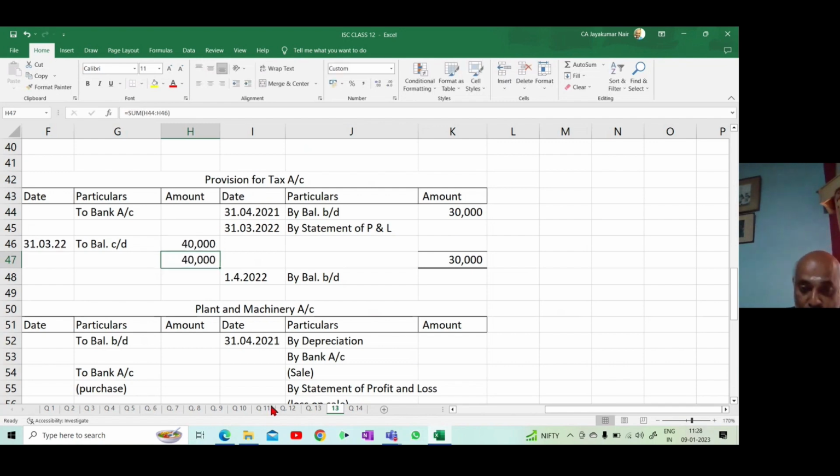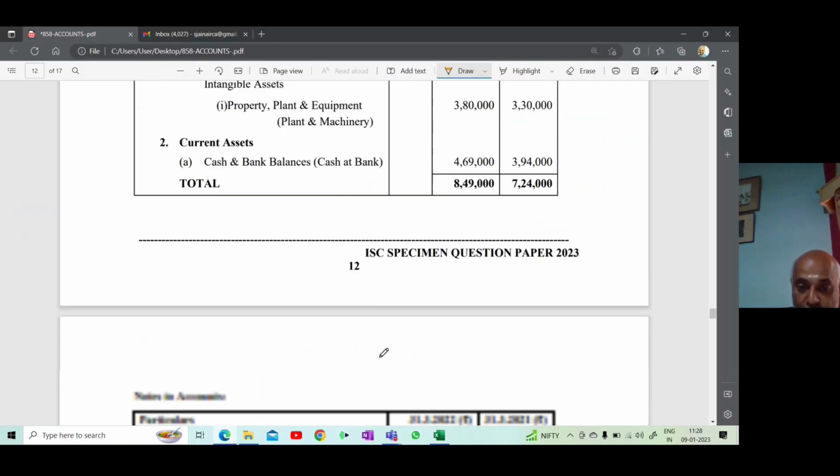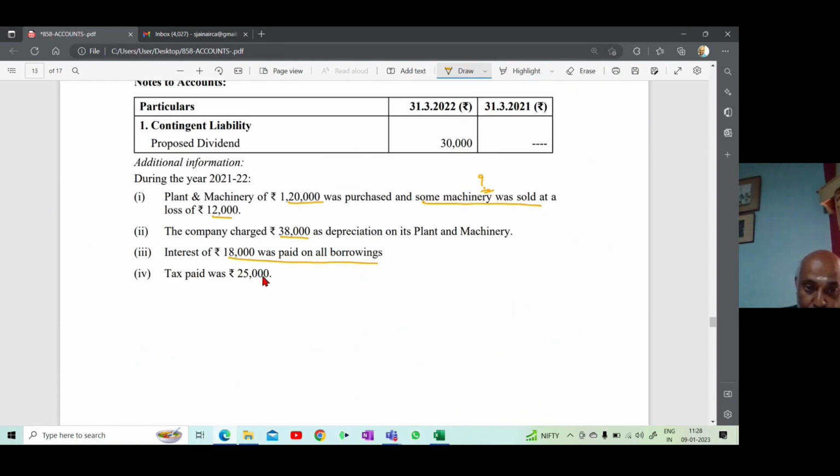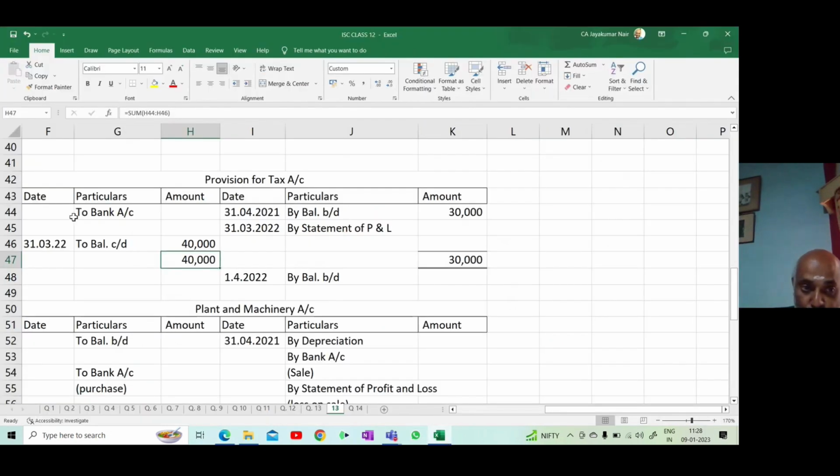In the question, it is clearly given how much tax you paid during the particular year: 25,000. And when you pay tax, money is going out. Therefore, it is to bank 25,000. So this is tax paid.